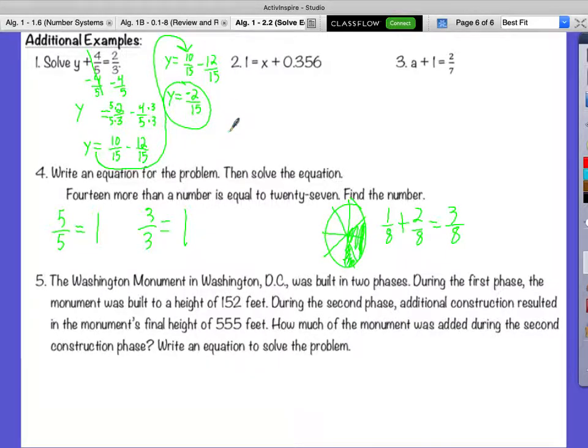No, it's y equals negative 2 over 15. We can leave our answer as a fraction. I'm okay with that. We leave it as reduced as possible as a fraction. Questions on that one?